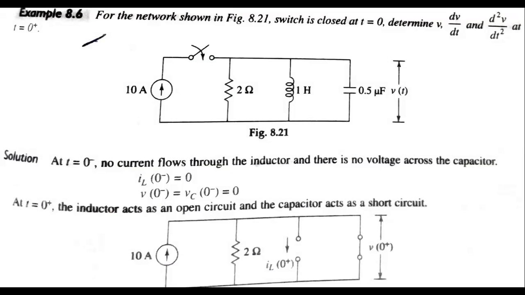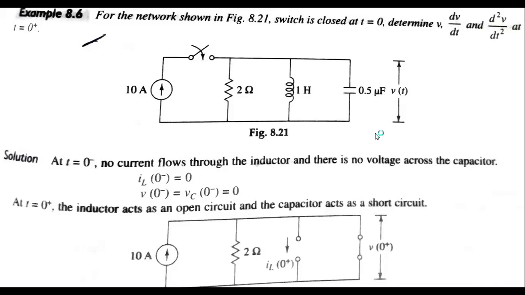So what we need to do, the numerical will be at t = 0 or t = 0-. The switch will be closed or open depending upon that, and you need to calculate either i, di/dt or d²i/dt², or v, dv/dt or d²v/dt² in this case.